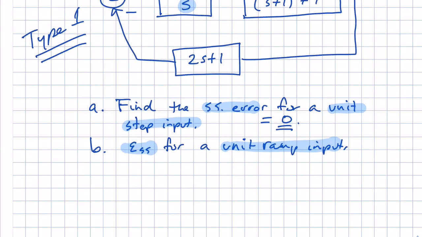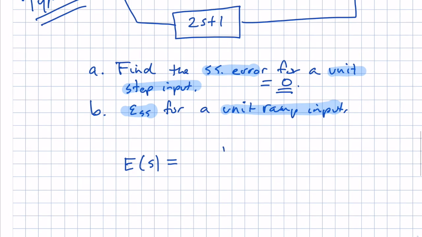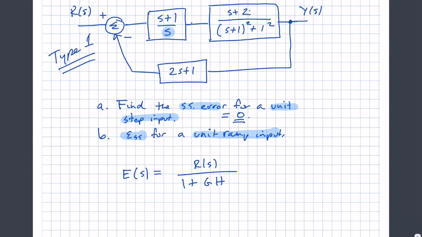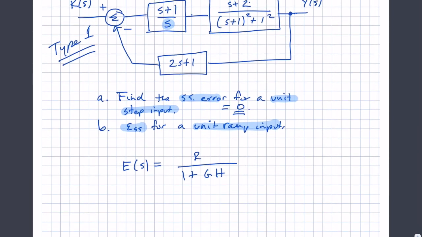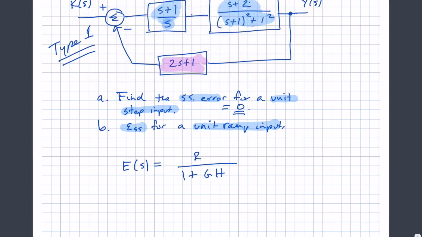All right, what I'm expecting you to know is that the Laplace transform of the error signal is going to be R over 1 plus GH. Okay, and so I didn't put R. Let's just erase that and just call that R. Okay, so we need to identify G and H. G would be the top part here, and H is in the feedback path here.